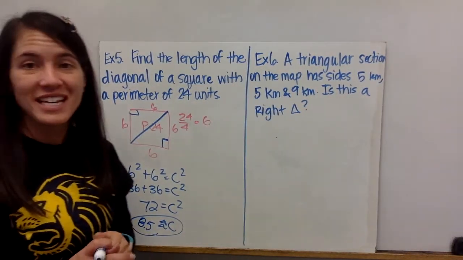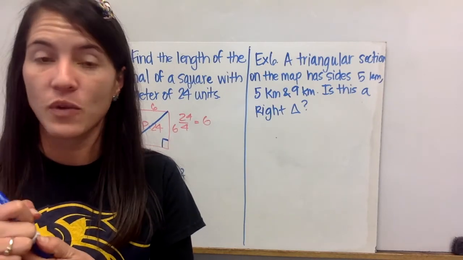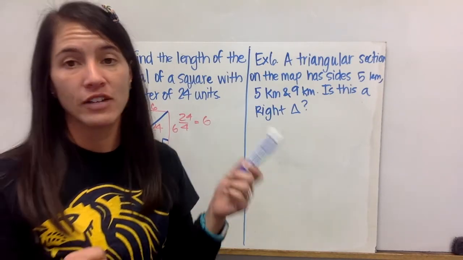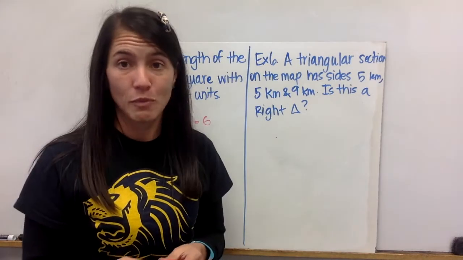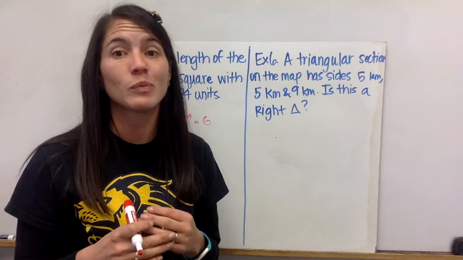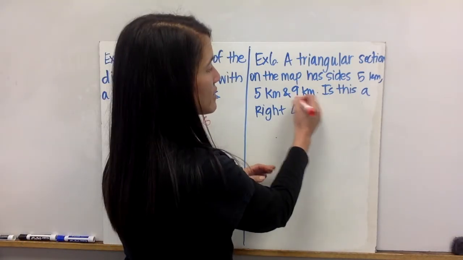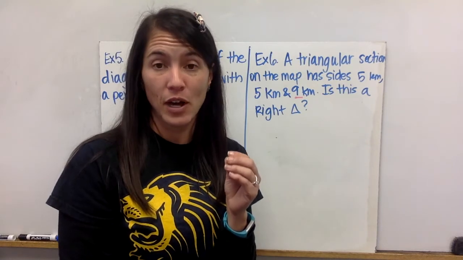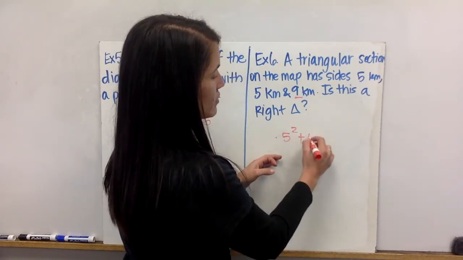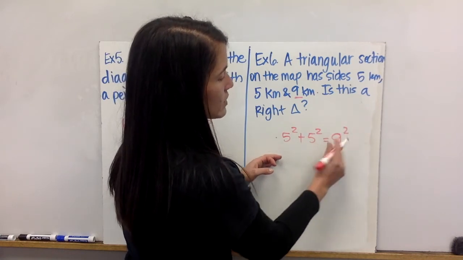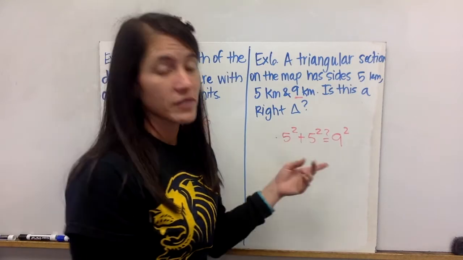All right, example 6. A triangular section on the map has sides with lengths of 5, 5, and 9. Is this a right triangle? Well, do you remember how to test to see if it's a right triangle? You would plug it into the Pythagorean Theorem. Now, the longest has to be the hypotenuse, so that's going to be our C value. 5 and 5 are A and B. So 5 squared plus 5 squared equals 9 squared. That's the question. 5 squared is 25.